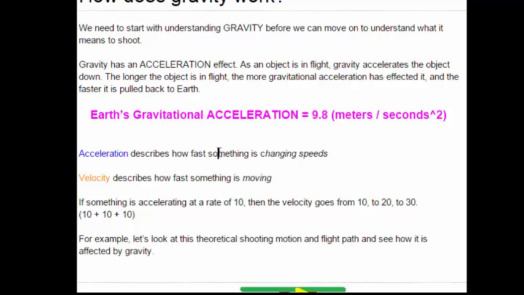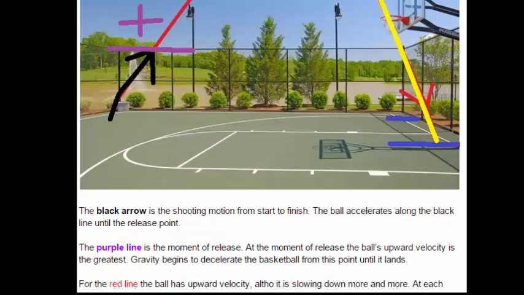So acceleration affects velocity. For instance, say that acceleration is 10. Something's velocity, if it starts at 0, accelerates to 10, then accelerates to 20, then accelerates to 30. That is basically how gravity works. The longer something is in flight, the faster and faster and faster it moves down in the air. So let's take a look at how this applies to shooting.